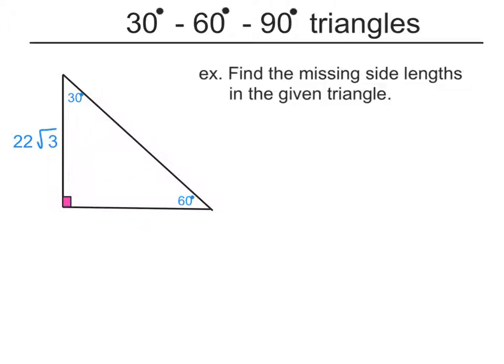But now I'm going from a bigger side to a smaller side. So I have to divide by root 3. Since the root 3 is already there, when I divide it out, this side just becomes 22. Okay, that's not so bad.